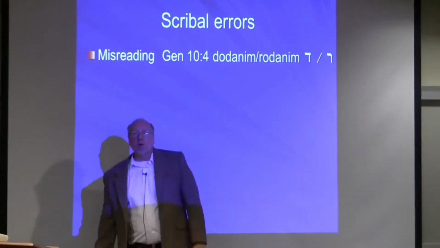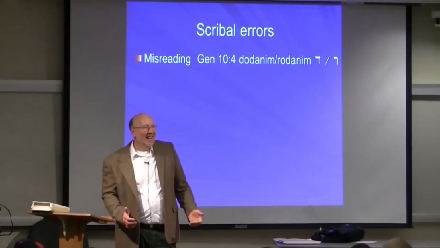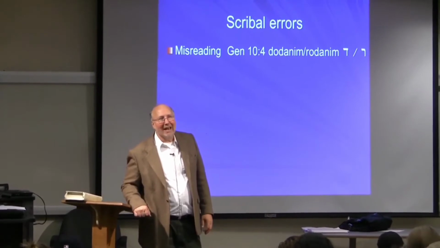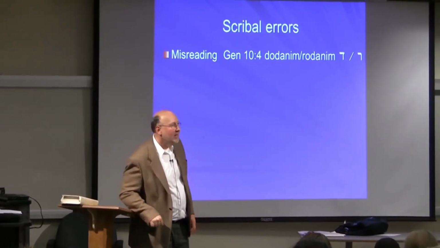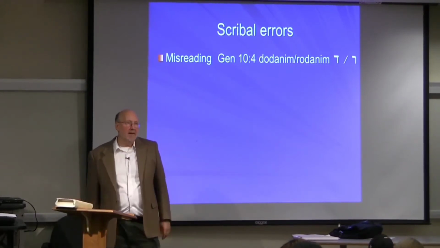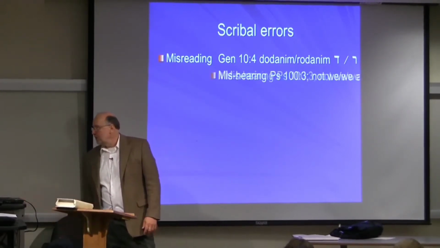So was his name Dodanim or was his name Rodanim? The problem is the letters look so similar that they confuse letters like that. The D and the R get confused. Now we know that's a problem, so can we correct for that? Yes, we can. Comparing manuscripts, you expect that.